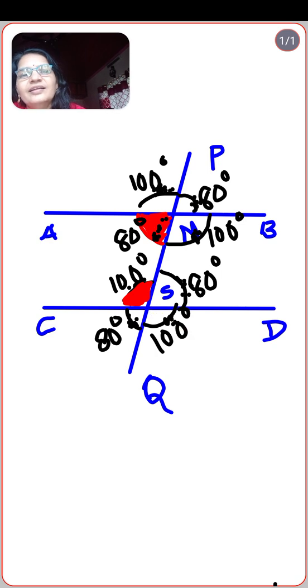This angle and this angle both are in the interior side of the parallel lines and on the left side of the transversal, isn't it? The measurements are different. One is 80 degrees and one is 100 degrees. Let me write the name of the angles.